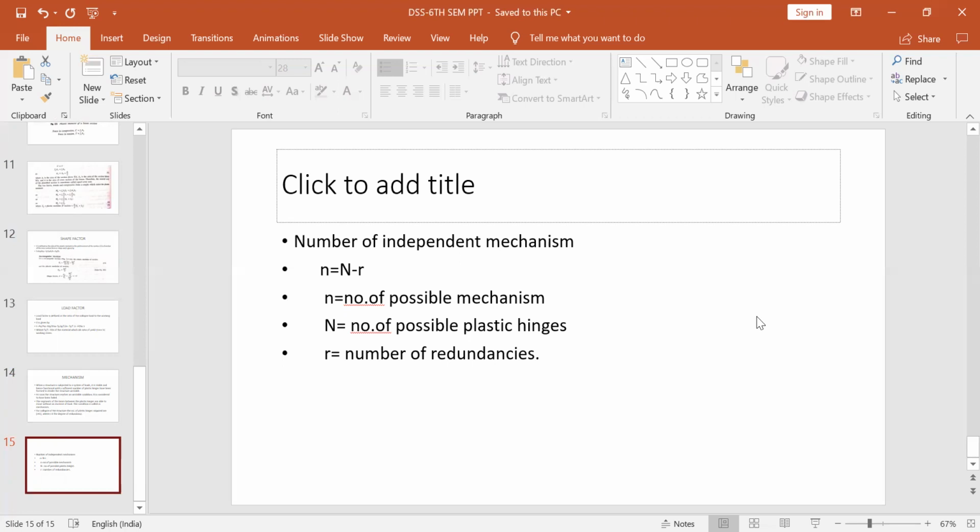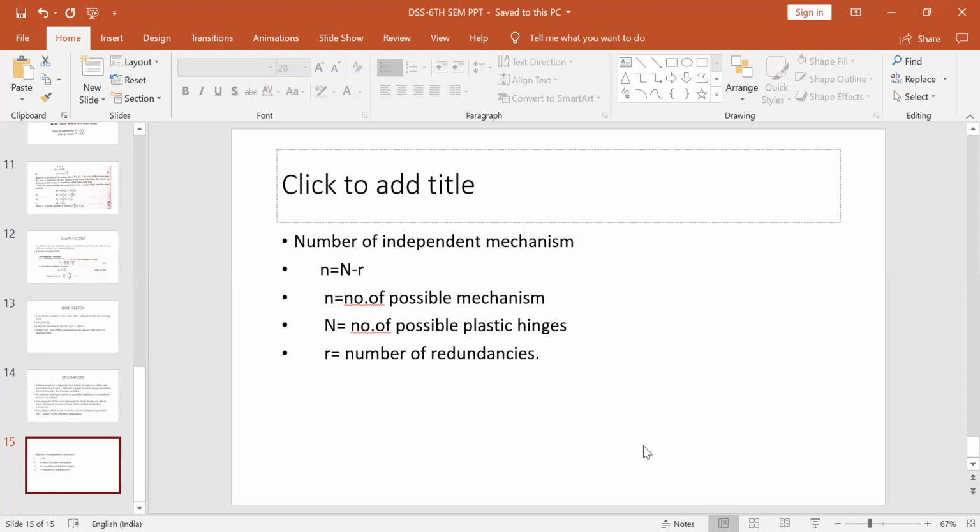So you have to find out, for the loading conditions and the fixity conditions, the number of possible plastic hinges that can be formed. First you find that, which is given by capital N. Now you find for the given structure the number of redundancies. So for a fixed beam, what is the number of redundancies? 3. Fixed beam will be 3.